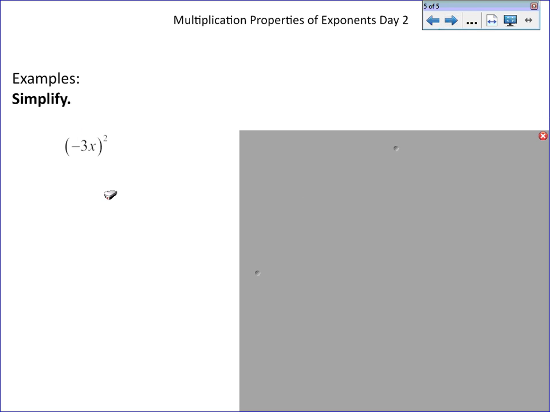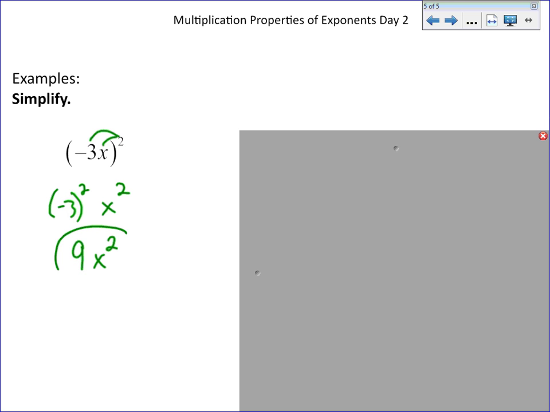Continue with some of our examples. This is a negative 3, and the 2 is going to distribute to both it and the x. I'm actually going to make this a little bit bigger. There we go. So we have -3 to the second power, and then x to the second power. -3 to the second power is -3 times -3, which is +9, and x to the second power is just x squared.